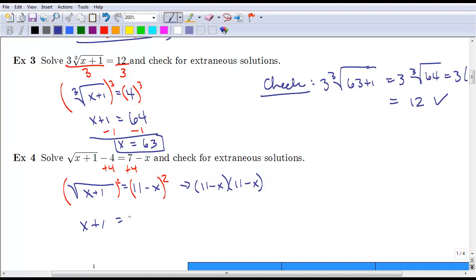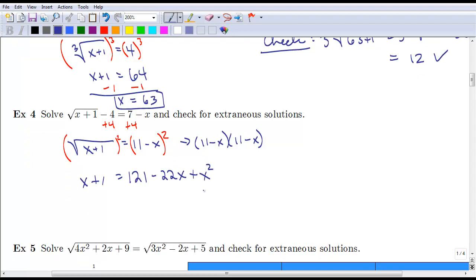So we end up with 11 squared, which is 121, minus 2 times 11 would be 22x, and then plus an x squared. So as far as solving algebraically, we would move our x and our 1 to the other side. We would be left with 0 is equal to, and I'm just going to write this in descending order, x squared minus 23x and plus 120. So like I said, sometimes we need to go through and factor to actually find our solutions.